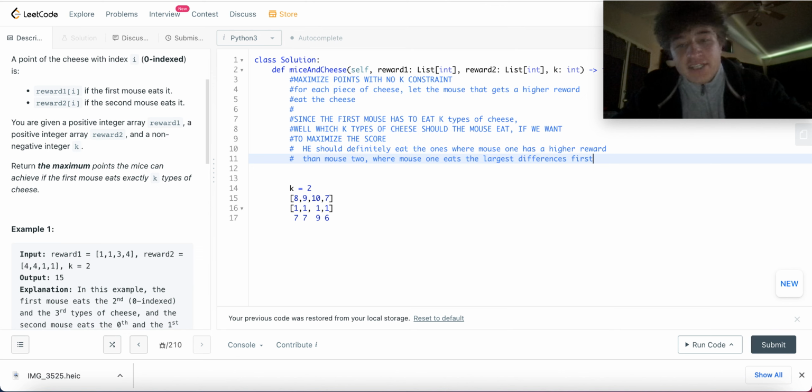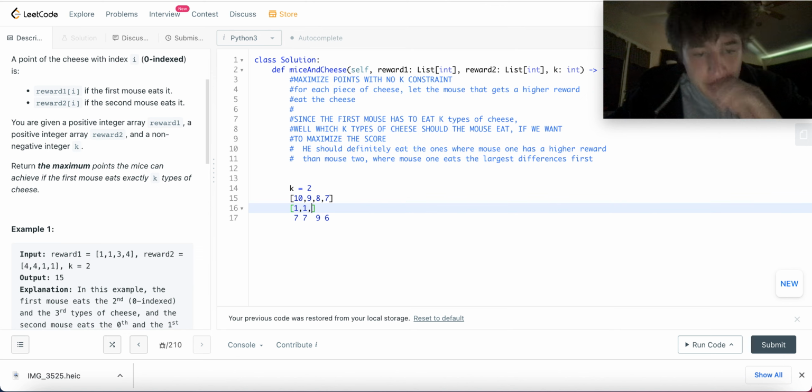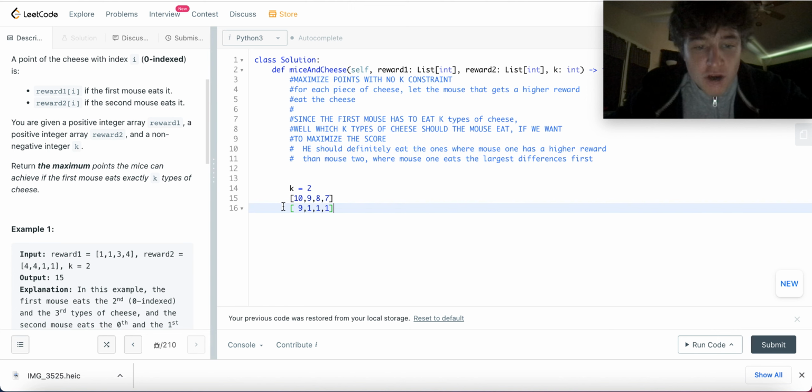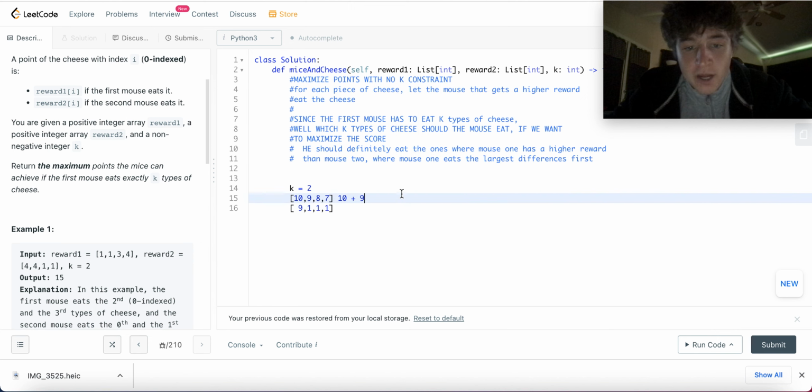Now, the term difference here matters because, for example, let's say 10, 9, 8, and 7 is the example here, and this one has 9 and 1 and 1 and 1. You might feel inclined to say, well, the largest ones for mouse one are 10, 9, and 8, so I should eat those, or 10 and 9. So I eat 10 and I eat 9, and then mouse two can't eat these because I ate 10 and 9, and he ate a 1 and 1. So you might be like, okay, well, that's the optimal score.